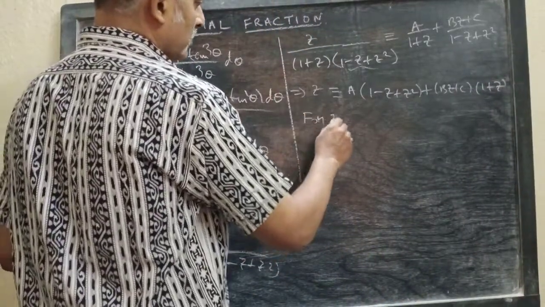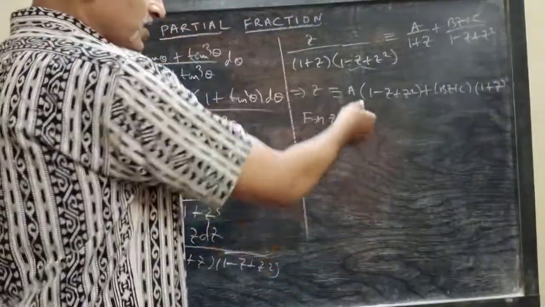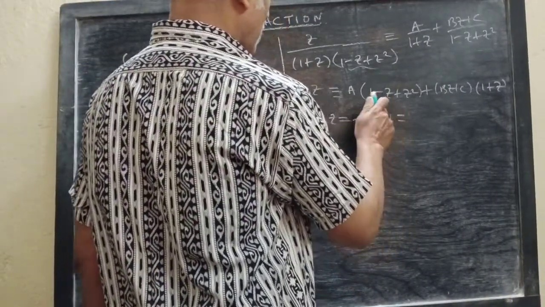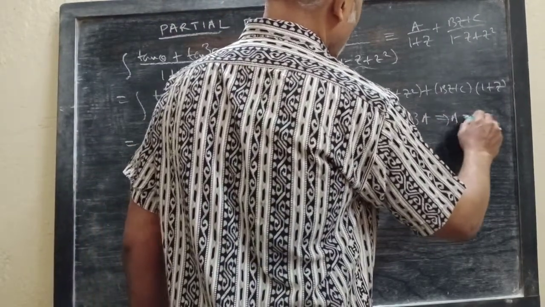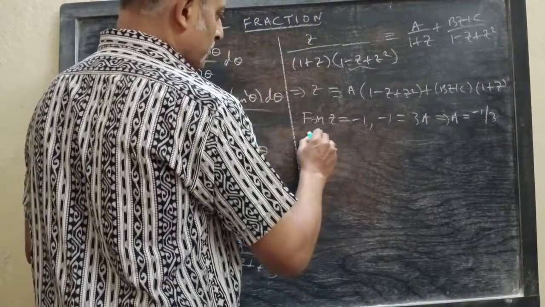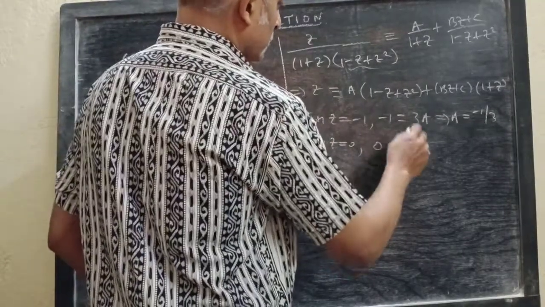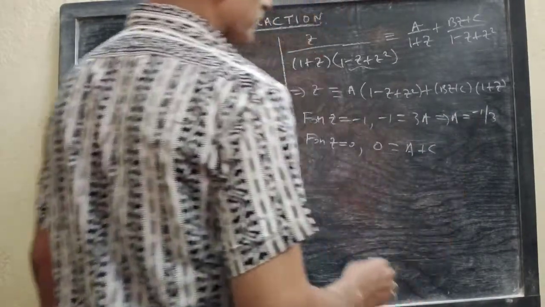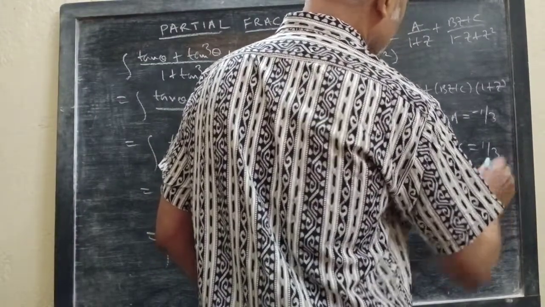For z equals to minus 1, because for z equals to minus 1 the second part vanishes, we get the value of a. Minus 1 is equals to a into 1 plus 1 plus 1, that is 3a. So a becomes minus 1 by 3. Next, for z equals to 0, 0 is equals to a plus c. So c becomes minus a, that is c equals to 1 by 3.